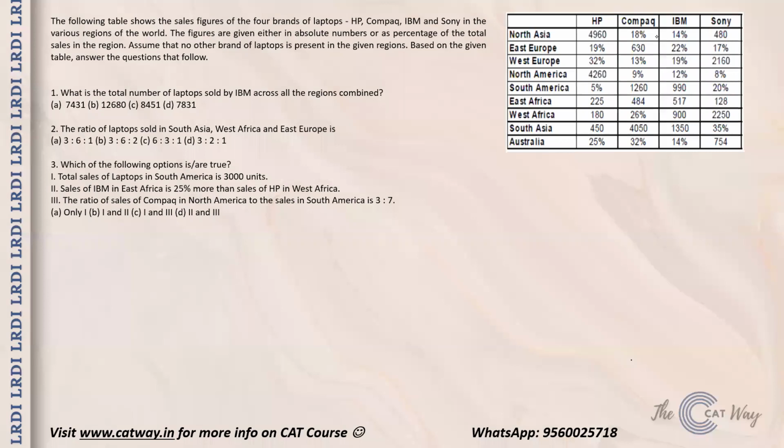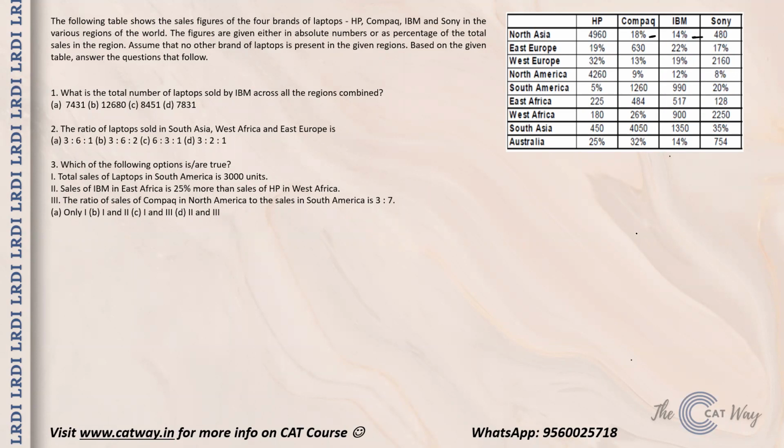So the question in front of us is that the following table shows the sales figures of four brands of laptop, HP, Compaq, IBM and Sony in the various regions of the world. The figures are given either in absolute numbers or as a percentage of total sales in the region. So either it is given in absolute numbers, that makes our work easier. Otherwise, it has been given in percentage terms of the region, right?